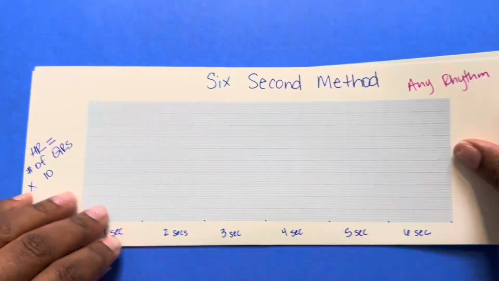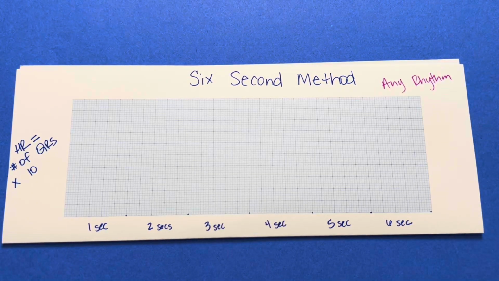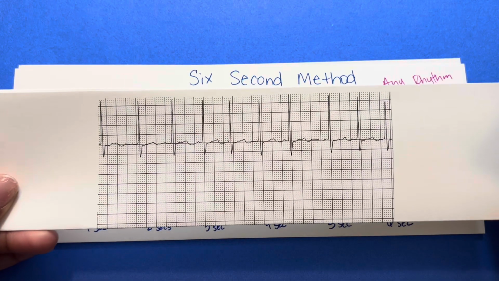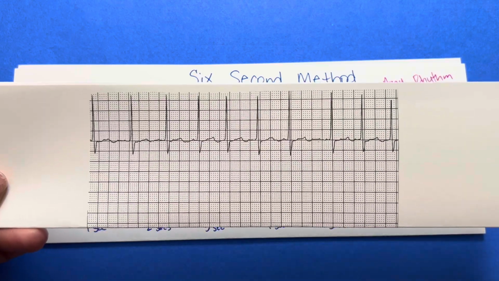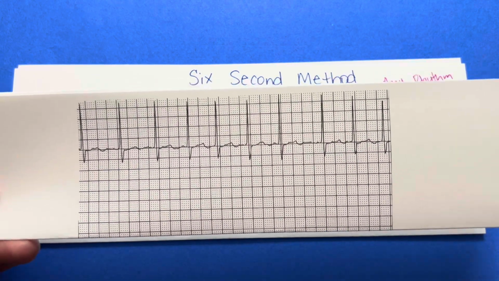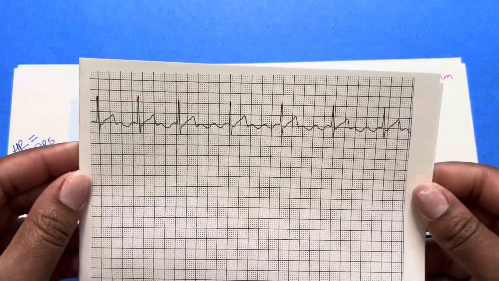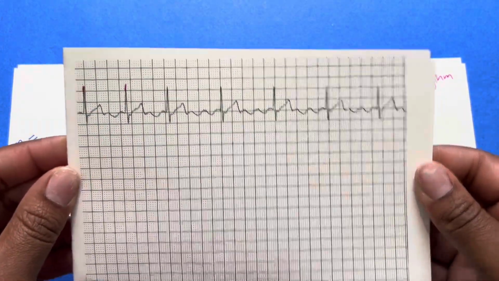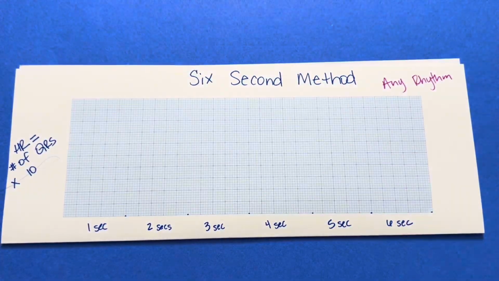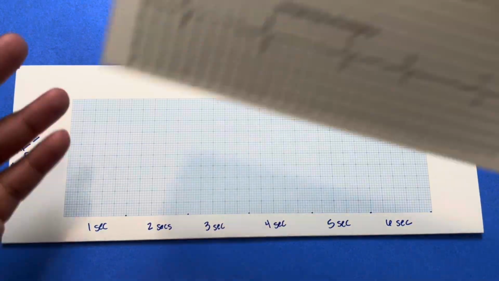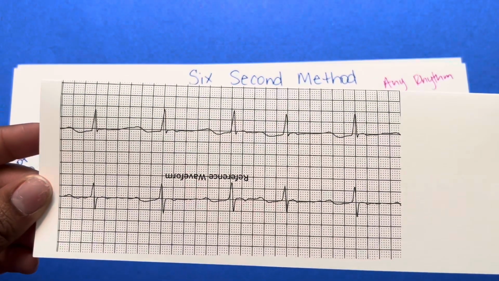For the 6-second method, you can have any kind of rhythm. That can be something that's irregular, but it's a 6-second strip. So this is AFib, and it's a 6-second strip. And this one right here is a flutter on a 6-second strip. So it can be used on a regular or irregular strip. Here's sinus Brady on a 6-second strip.